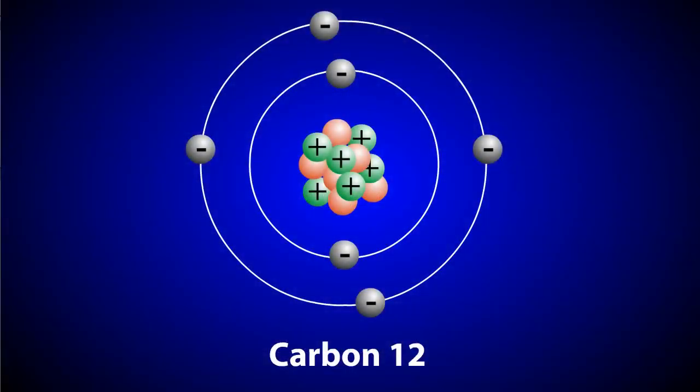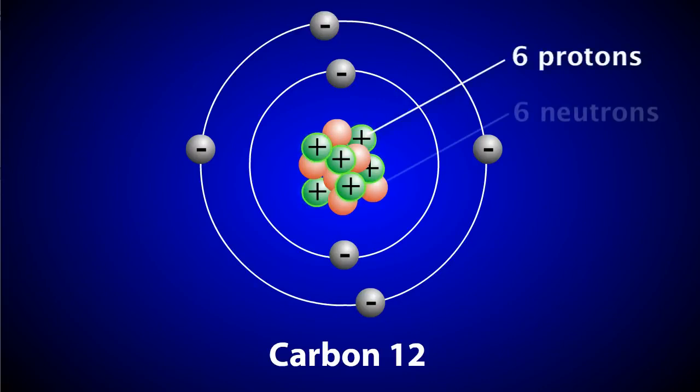Not all atoms of an element are exactly the same. For instance, here's an example of a carbon atom in its most common form. Notice that it has 6 protons and 6 neutrons in its nucleus. The fact that it has 6 protons is what makes it an atom of carbon.